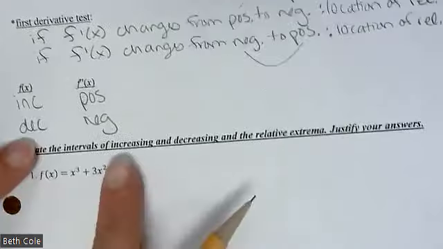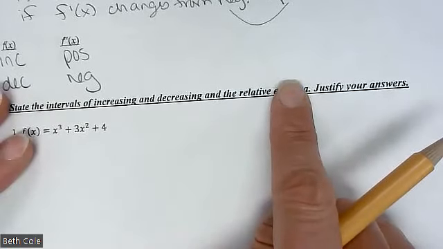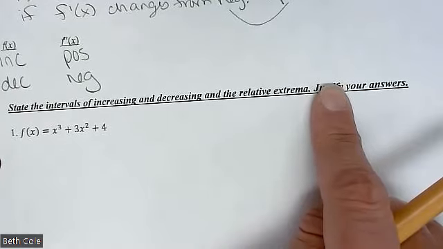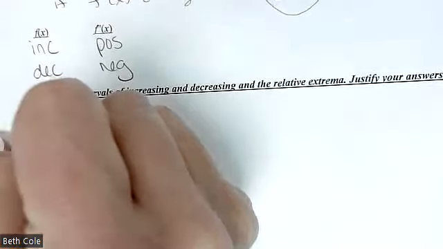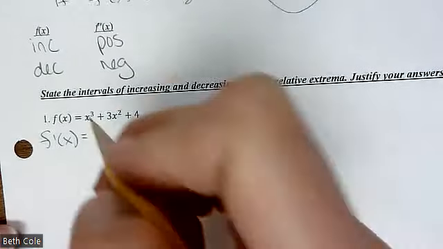So state the intervals of increasing and decreasing, and the extrema means maximums or minimums. So the relative maximums or minimums, justify your answers. We're going to write a whole bunch of sentences. Okay. The first thing you're going to need if you want to use the first derivative test is to get a first derivative. Write kind of small. You're going to write a lot here. What is your first derivative?